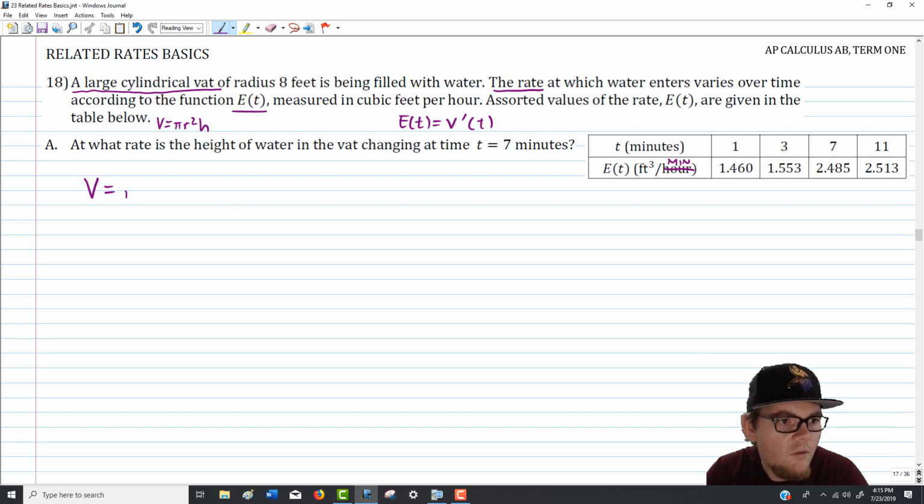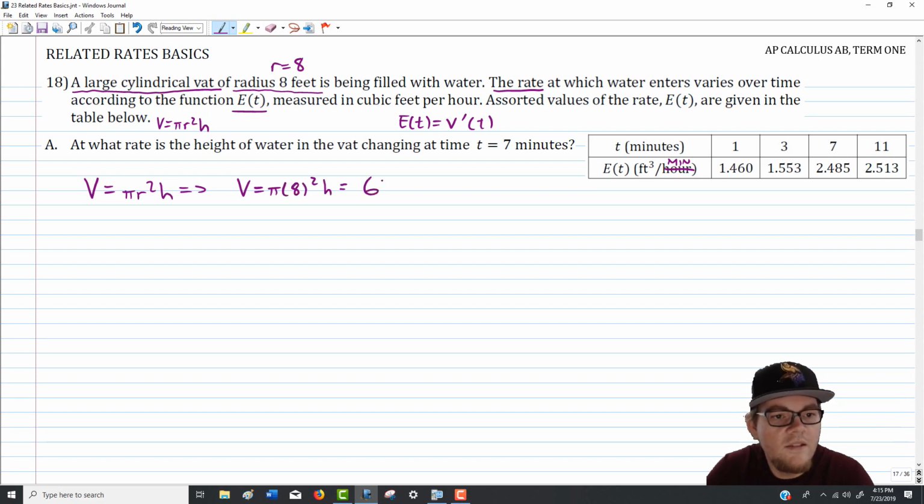So in here, if V equals pi r squared h, the first thing we want to do is see if we have any information we can plug in right off the bat. And since this is a cylinder, the radius does not change. So that means we can automatically let r equal 8 without having to worry about whether or not we're snapshotting too early or not. So specifically, this is going to lead us to the equation V equals pi times 8 squared h, or that V is equal to 64 pi h.